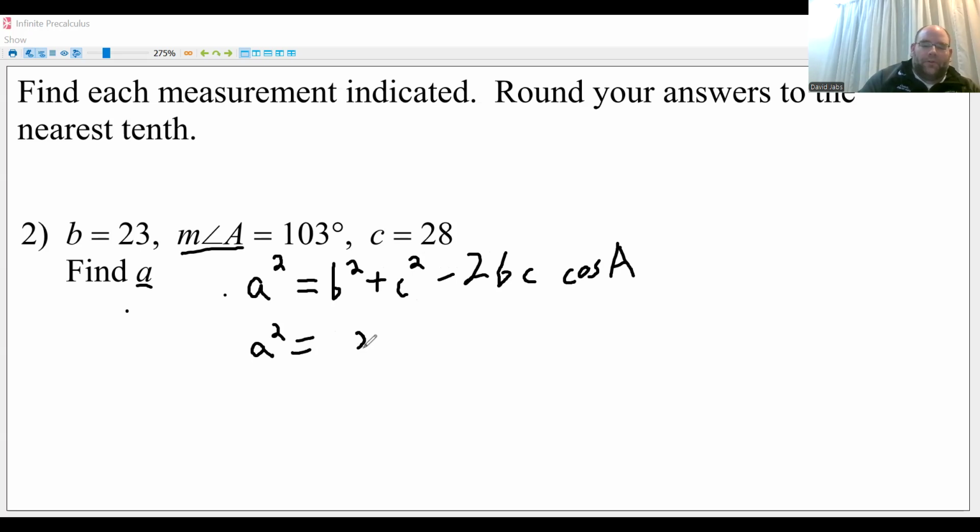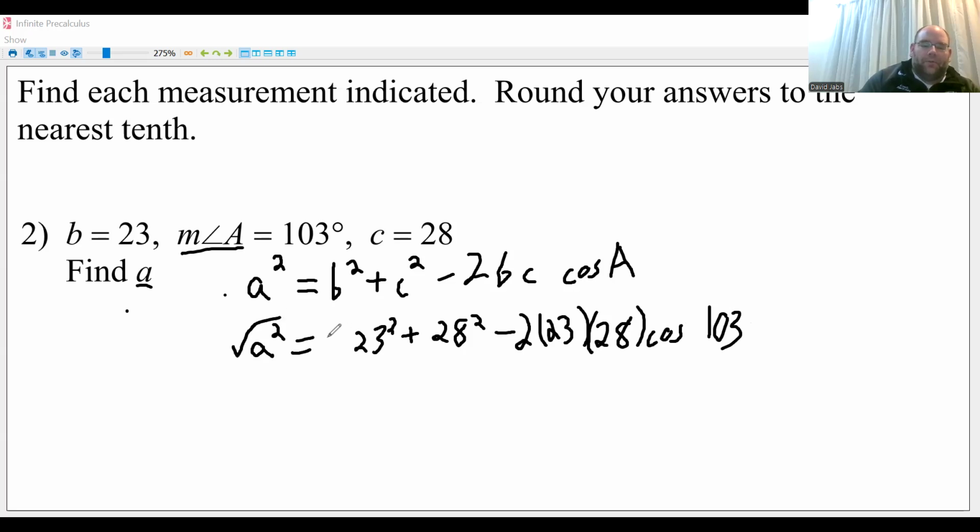Okay, our B value we know is 23. We're going to square that, plus our C value we know is 28. We are going to square that. Okay, minus 2, B value is still 23, C value is still 28. And then we're going to have the cosine of big angle A, and we know that is going to be 103. Okay, remember to solve for a side, we got to take the square root. So let's take the square root of both sides.